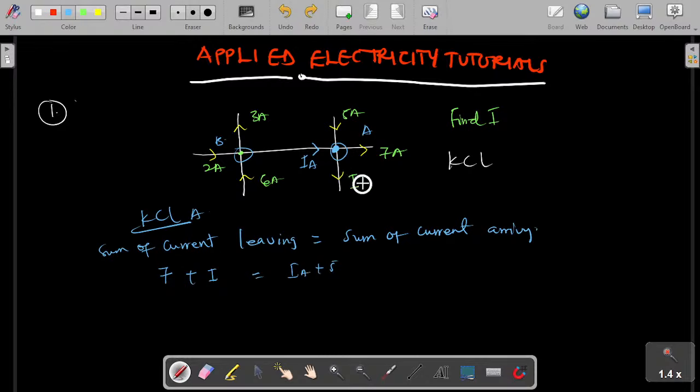Our interest is in finding the value of the current I, not IA. But before you can find I, we need IA. You put this down as equation 1. Then we move forward and go to where IA is coming from, because we need IA before we proceed. You realize that IA is coming from this junction here. So now, KCL at junction B.